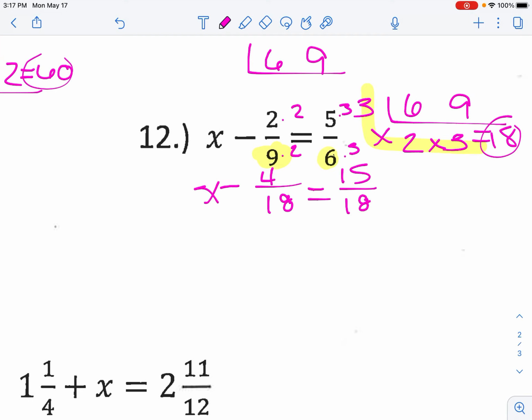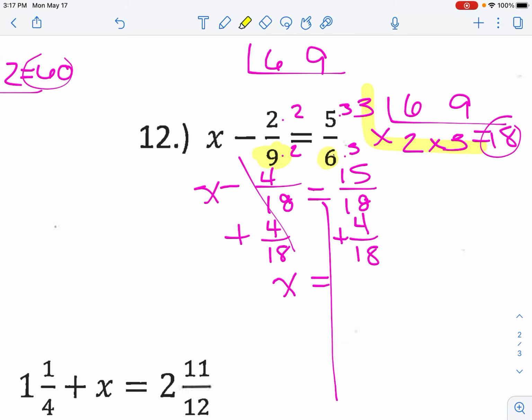So what number minus 4/18 equals 15/18? Well, the opposite of negative 4/18 is positive 4/18. Negative 4/18 plus 4/18 cancels. Now I'm looking at my numerators, 15 plus 4. So 15/18 plus 4/18 is 19/18. Now remember, you are allowed to leave that improper if you're using it to solve an equation.